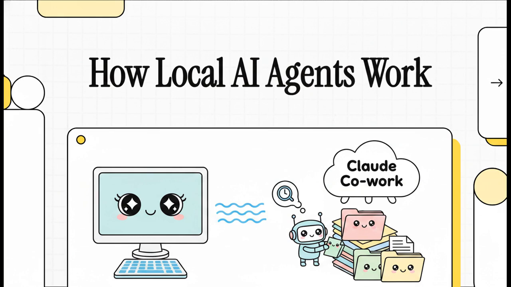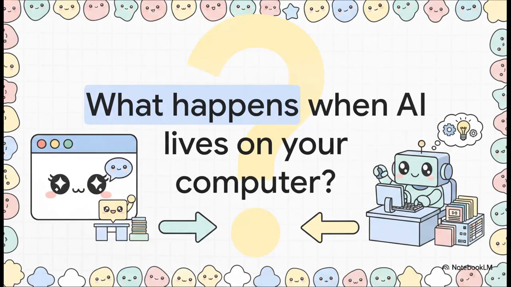We'll be using Anthropic's Claude Co-work as our primary example to map out this exact progression, basically leveling up from simple file sorting all the way to fully autonomous, memory-retaining digital sidekicks. So what actually happens when AI leaves the browser and lives locally on your machine?